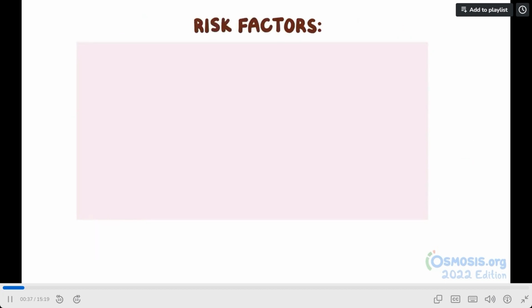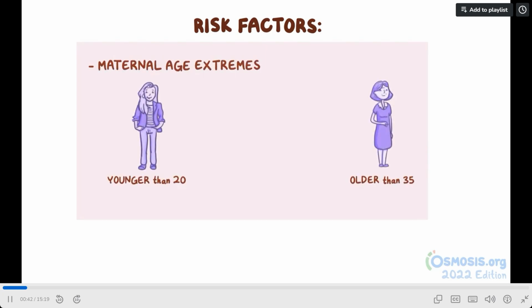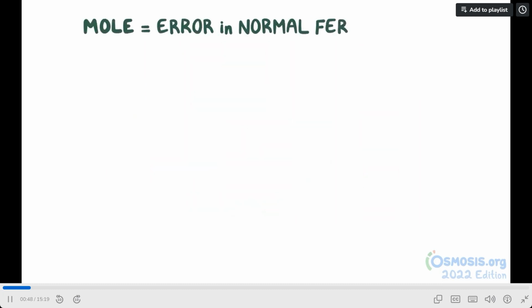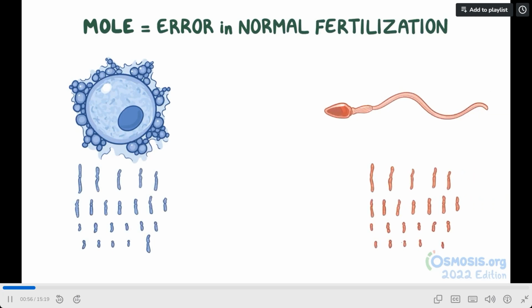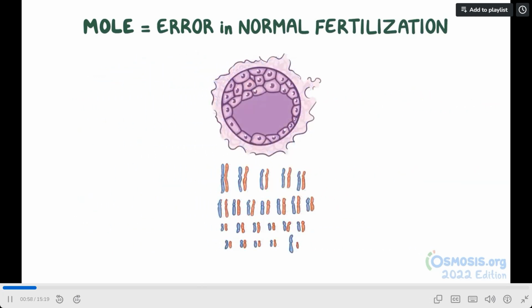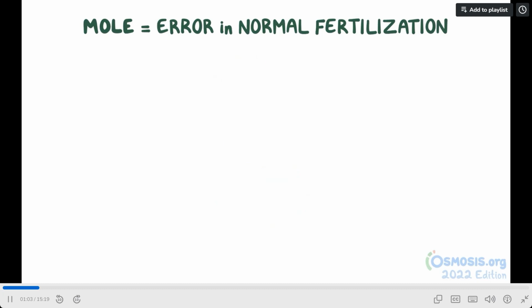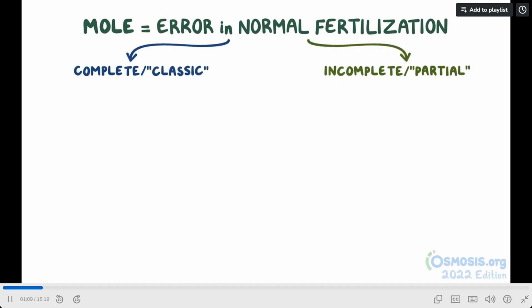Risk factors for molar pregnancies include maternal age extremes, like younger than 20 or older than 35, and a previous molar pregnancy. Moles result from errors in normal fertilization. Normally, at fertilization, a single egg with 23 chromosomes fuses with a single sperm with 23 chromosomes, resulting in a new organism with 46 chromosomes. This can go wrong in two ways, so we have two kinds of moles: complete or classic, and incomplete or partial moles. Both lead to an abnormal proliferation of placental cells and an abnormal placenta.